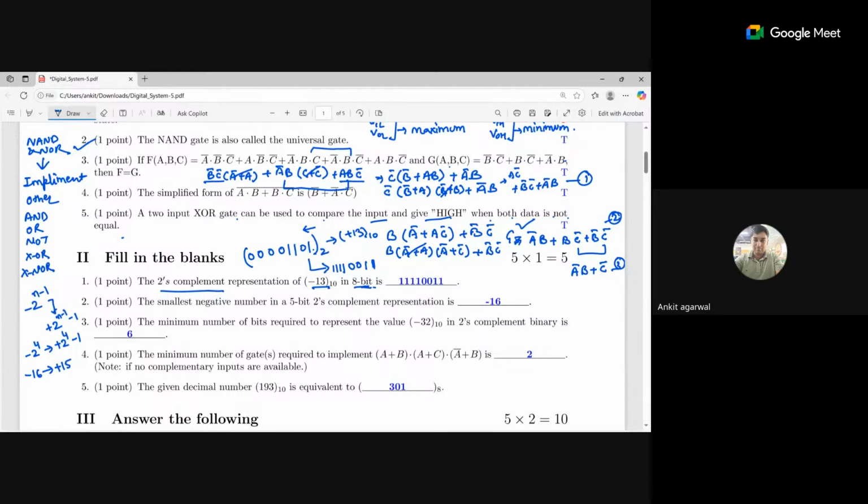Now it is asking the smallest negative number. So this is the smallest. Now if they are asking the largest negative number, can you tell me what is the largest negative number? Minus 1.